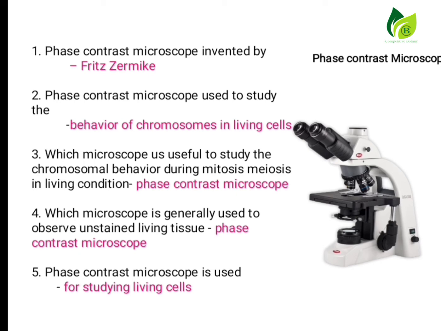Now the fourth question: which microscope is generally used to observe unstained living tissue? Answer is the phase contrast microscope. The phase contrast microscope is used to study living cells. It is used to study the behavior of chromosomes in living cells. It is also used for the observation of unstained living tissue. You should remember these are the important bits frequently asked in previous exams.